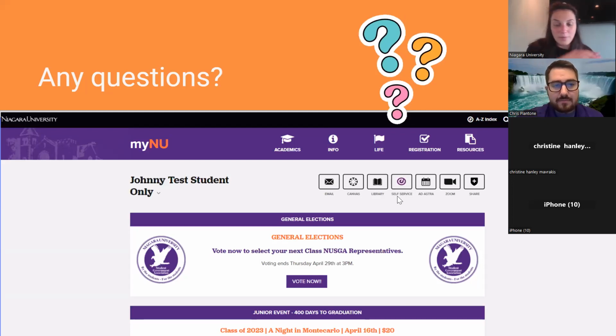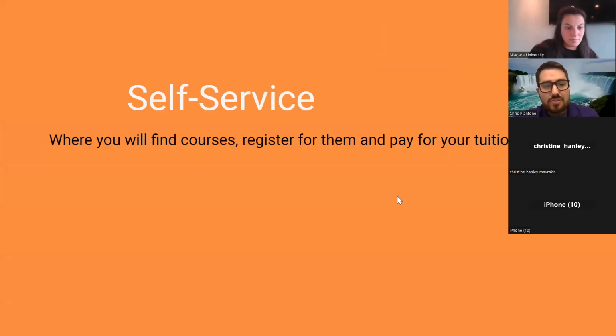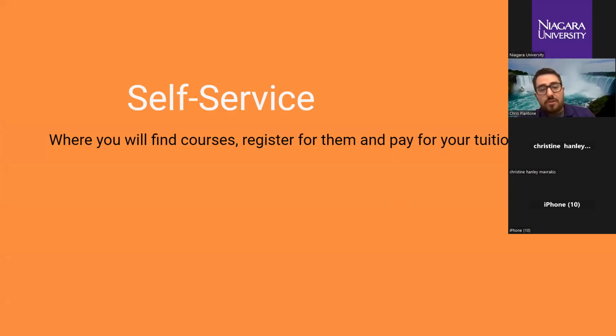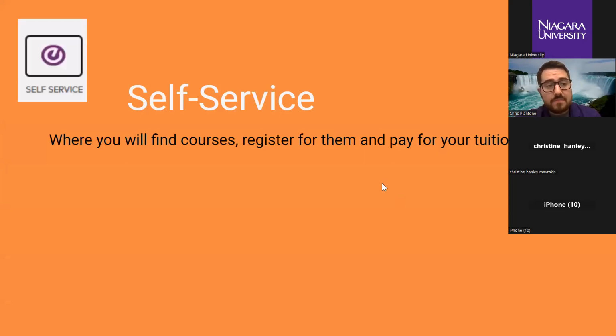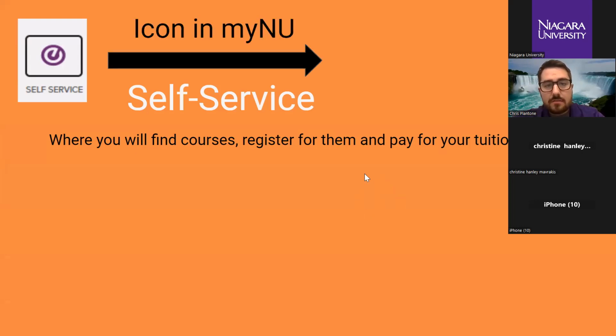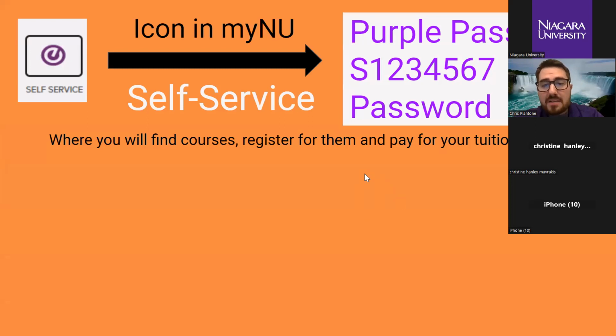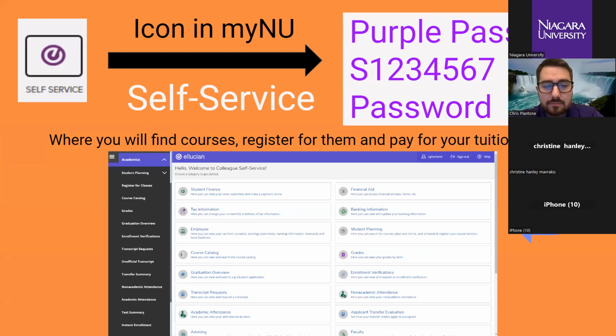All right, so self-service. This is where you're going to find courses, register for them, and you can even click the link to pay your tuition. So we were talking about the self-service button in myNU. That's where you're going to find self-service. You're going to use your Purple Pass login, again, asking for 7 digits. And then this is going to be your home screen. You're going to see a lot of information coming at you at once, and you might think, I don't know what's important, what I should look at.